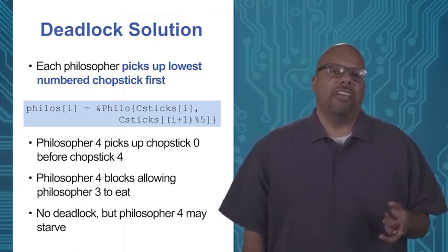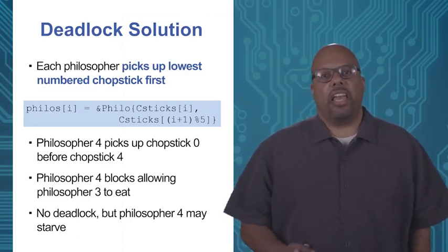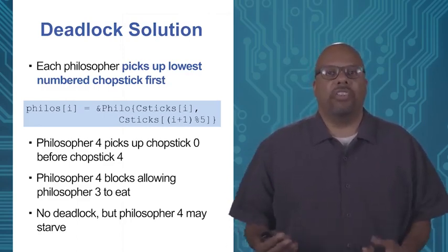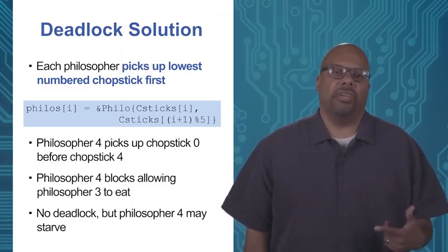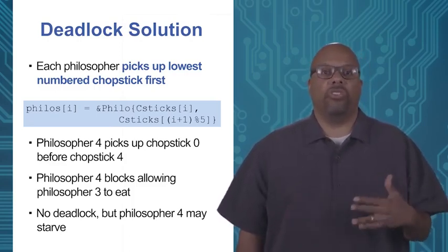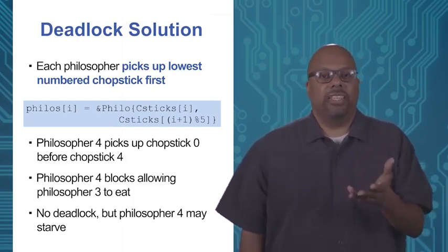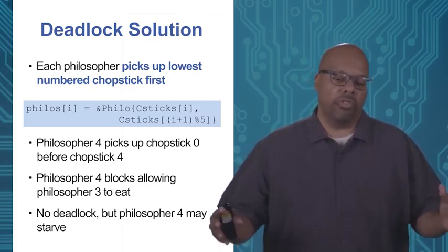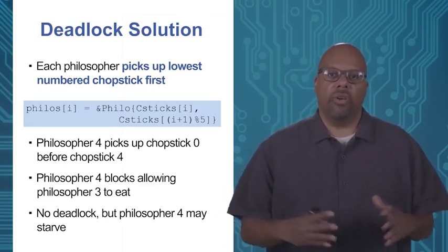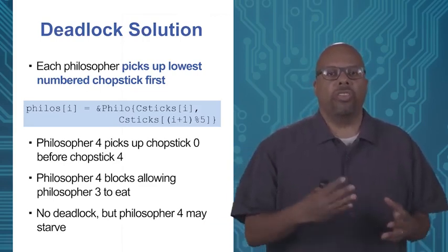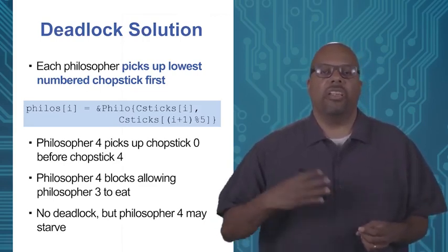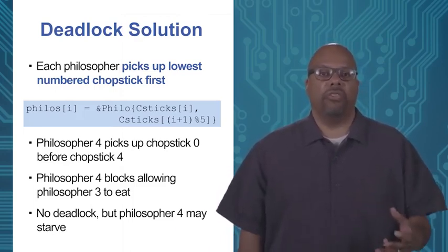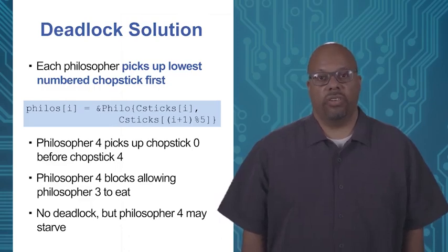So what that means is that philosopher 4 in this setup gets lowest priority. He's the one who ends up having to wait on others most of the time. That's called starvation. It's literal starvation in this example, but that can happen in other scenarios too, where you have multiple threads, multiple Go routines. They're all executing, but some number of them don't get to execute as often as the other ones because of the way you set up your synchronization.